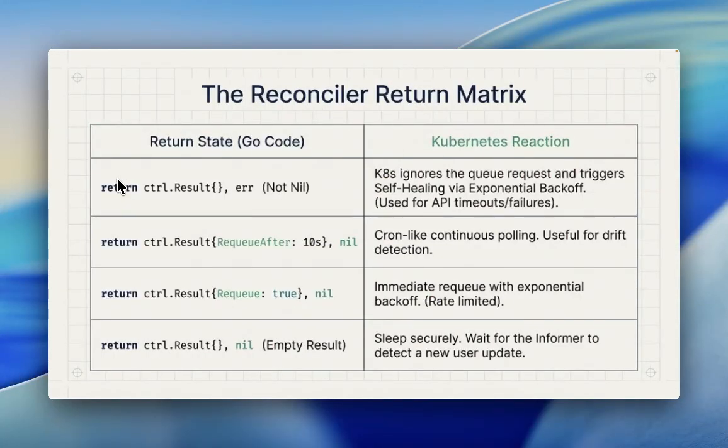So now let's see what the reconcile return matrix is. When you return ctrl.Result with error not nil, Kubebuilder ignores the queue request and triggers self-healing with exponential backoff. When you return RequeueAfter 10 seconds, it's like a cron job, a continuous polling, useful for drift detection. When you return Requeue true, it's an immediate requeue with exponential backoff. When it's empty, it exits securely and waits for the informer to detect a user request.